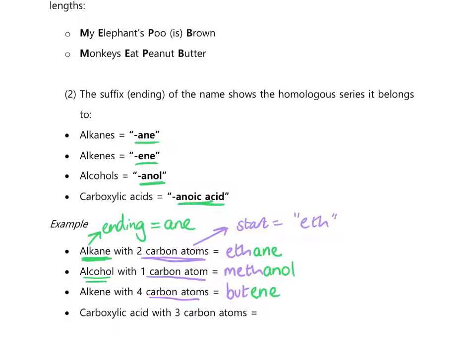So it's butene. And then a carboxylic acid with 3 carbon atoms. Well, 3 carbon atoms means the prefix is prop, P-R-O-P. And then it's a carboxylic acid, and so it ends in anoic acid. So the anoic goes with the prop, and then it's a new word for acid. So propanoic acid.